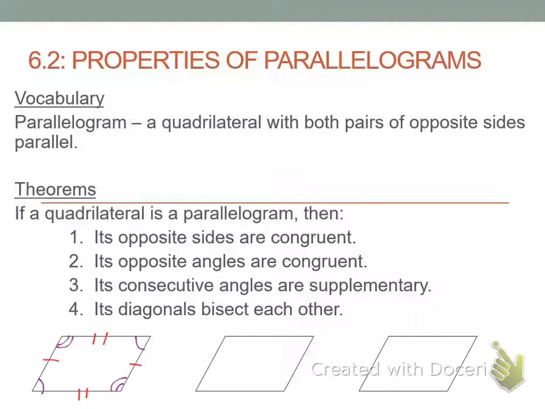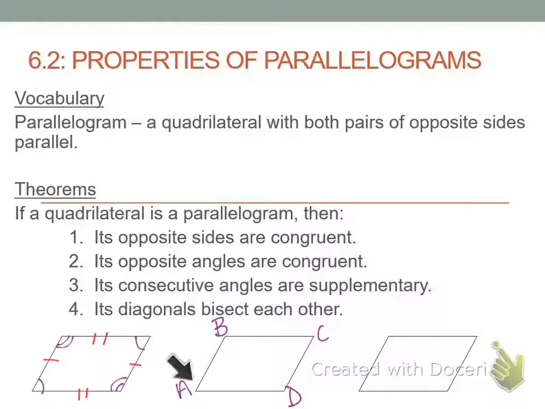Number 3 gets a little bit trickier. Consecutive angles are supplementary. Consecutive angles mean that they come one right after another. So if I were to label this as A, B, C, D, give me 2 consecutive angles there. A and B would be consecutive angles.